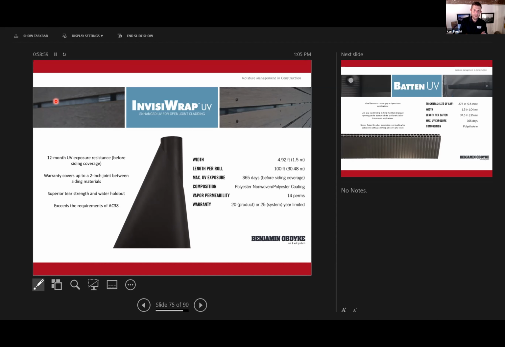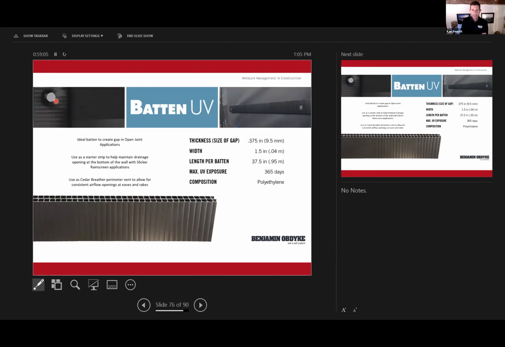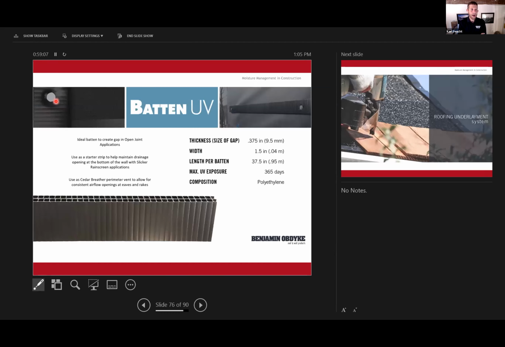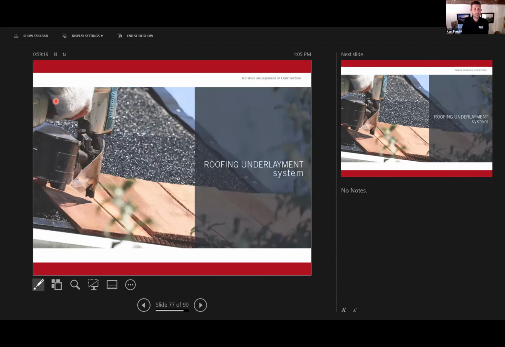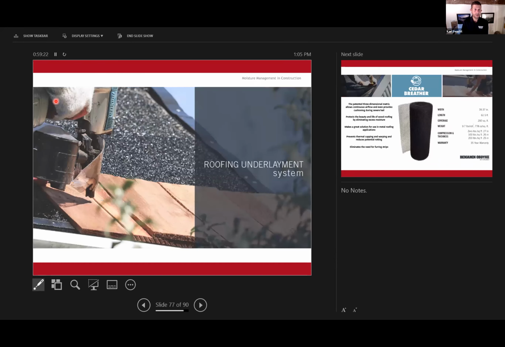Our InvisiWrap, it's a black, of course, no writing, UV stable product, great tear resistance and water holdout. And then you put a UV stable batten strip over it, right? That provides continuous airflow. Now this isn't structural. You've still got to fasten through into your sheathing, but this can be installed vertically, horizontally, at a diagonal. Doesn't matter. Great system. And then you use our HydroFlash UV tape to go with it.